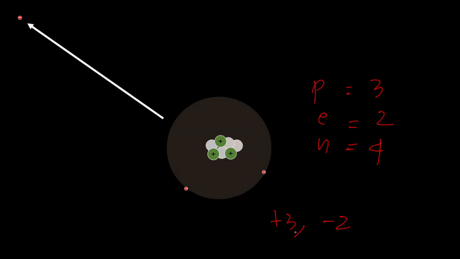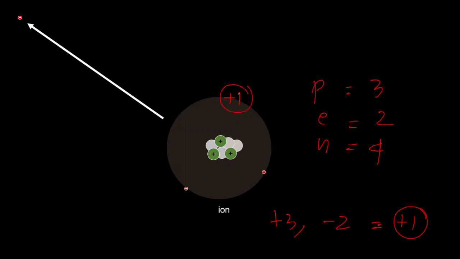Obviously not, because there are more protons compared to the number of electrons. So there are more positive charges compared to negative charges. If we add this, positive 3 plus negative 2 is equal to positive 1. So right now, this is not neutral. This is now positively charged, and the charge of this one is positive 1.